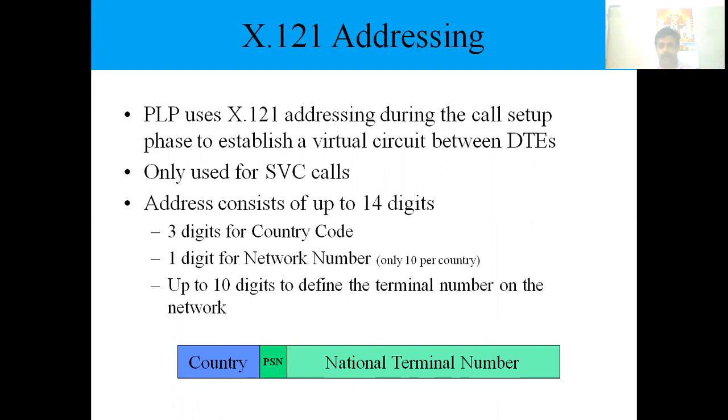Now X.25 has some disadvantages. The first disadvantage is that it has a low data rate. The second disadvantage is that it has flow control in the data link layer as well as the network layer. Since you have flow control in 2 layers, it is an overhead and it will slow down the transmission.